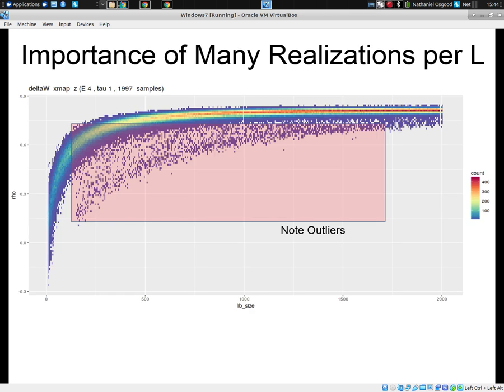Okay. Now, you really need to, and this is lost in a lot of uses and commentators on CCM, you really want to do it with many realizations. Because each realization, selecting subsets of L, leads to different values of rho. And you get these outliers. This is another example of a causal connection here. Okay.